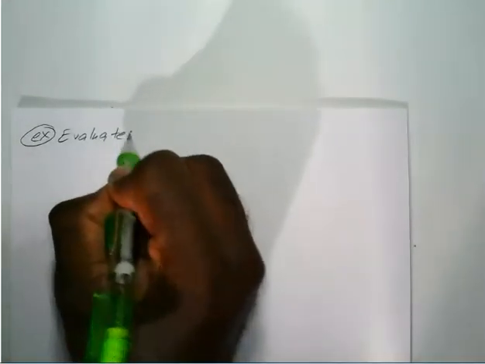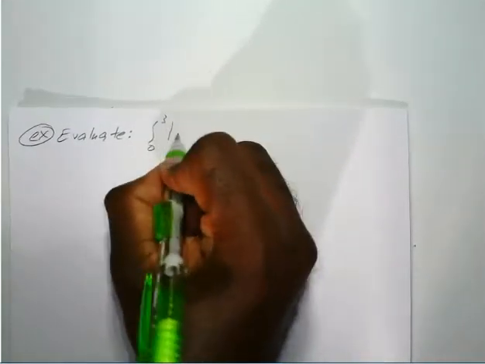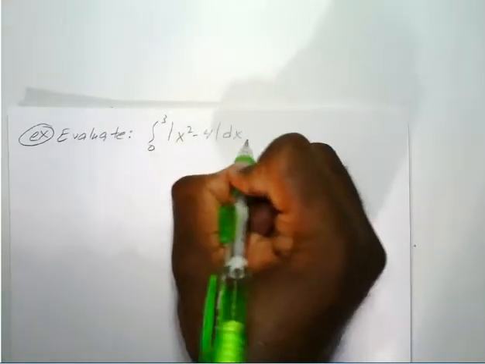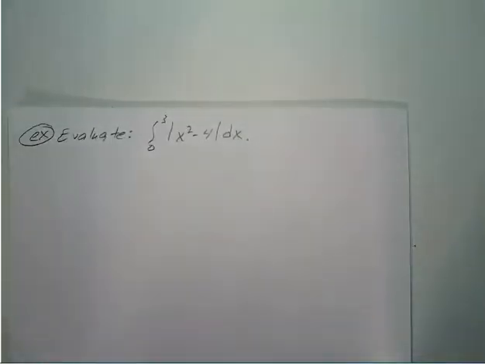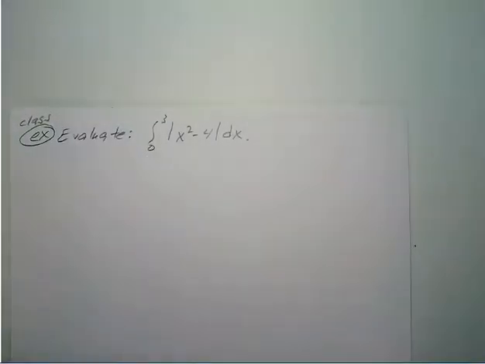Okay, so let's say, for example, you wanted to evaluate the integral from 0 to 3 of the absolute value of x squared minus 4 with respect to x. All right, so for this one, what I want you to do is go ahead and press pause and try to solve this one on your own.